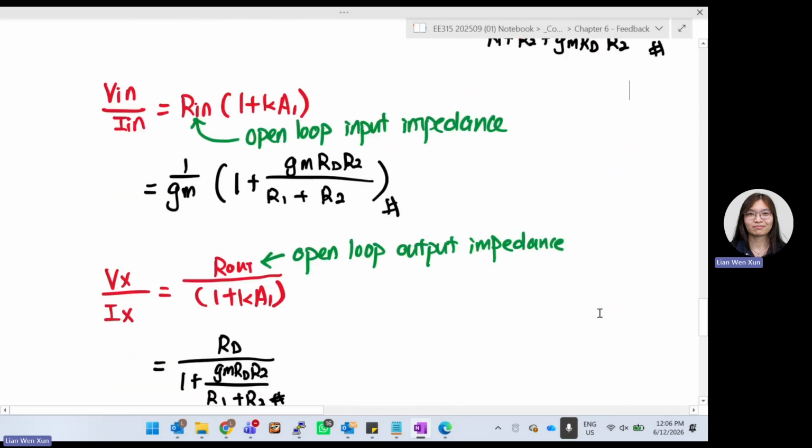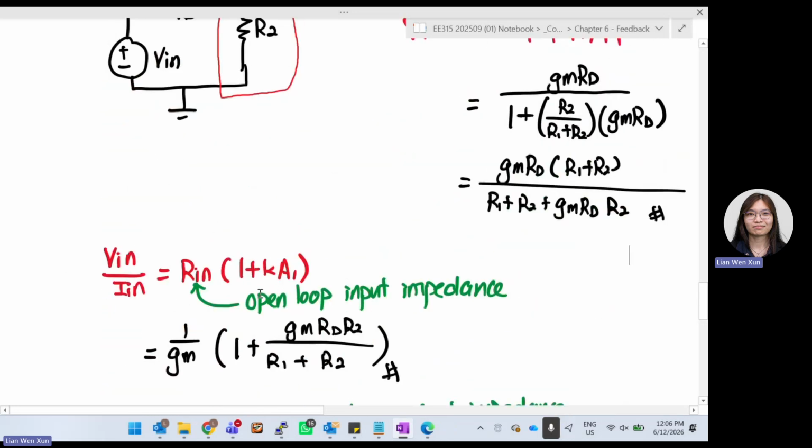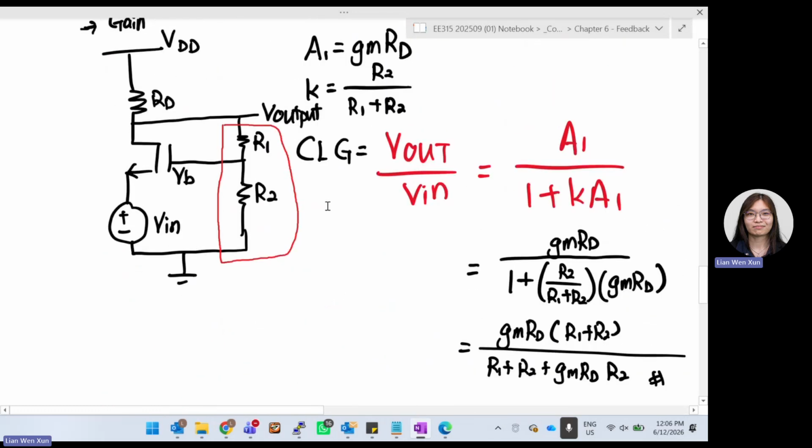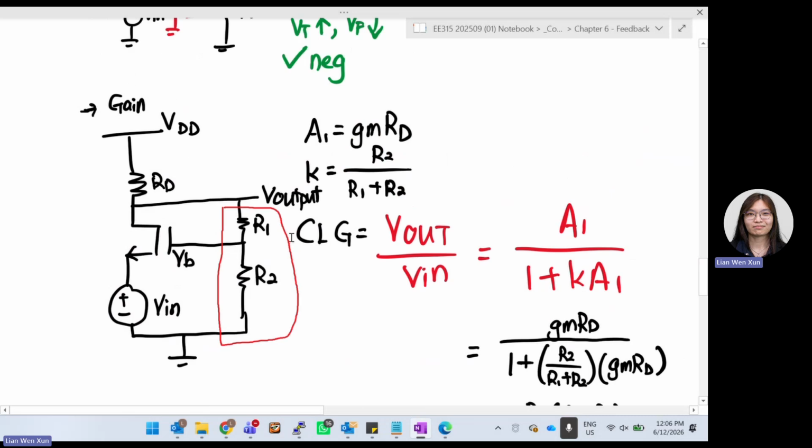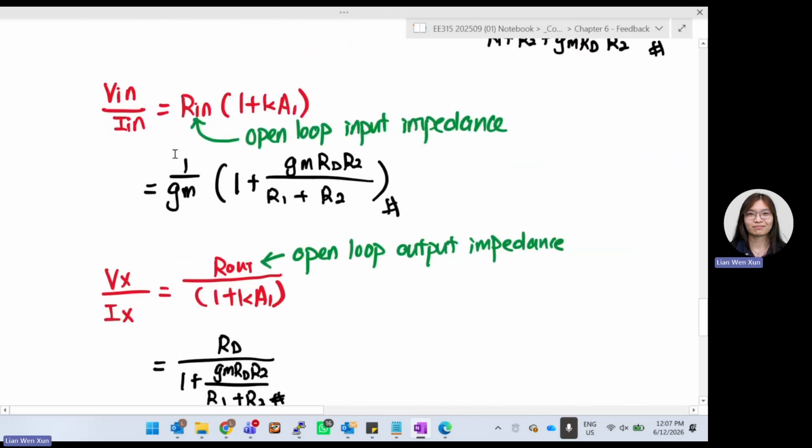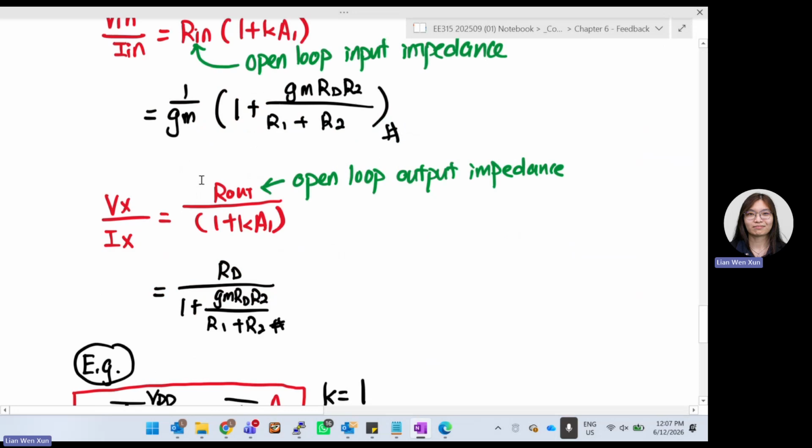For the closed loop input impedance, just now we said the formula is R in times 1 plus Ka. Ka we already know. So what exactly is your R in? R in means the open loop input impedance. Where do we see that? You see from your Vin input, what resistance can you see? I mentioned many times already, from source to drain, we are seeing 1 over Gm as the resistance. So 1 over Gm is your R in, the open loop input impedance.